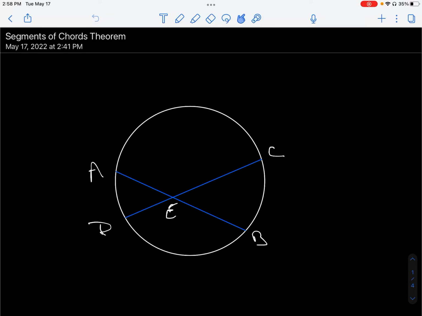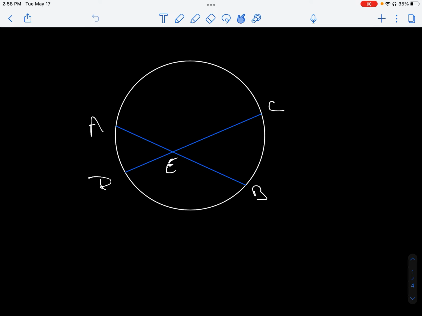Right, continuing on our theme of circles, when we draw two chords on the interior of a circle, each chord is divided into two segments called the segments of the chord. So here we have chords AB and CD, and they cross at point E, and they're separated into EA, EB, ED, and EC.